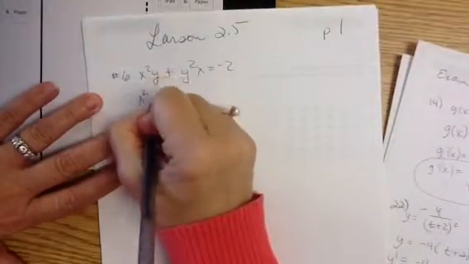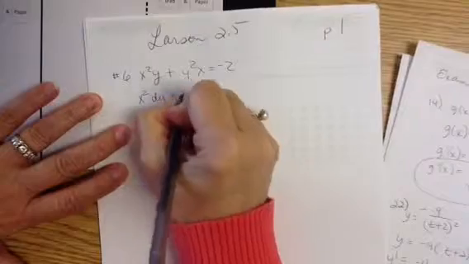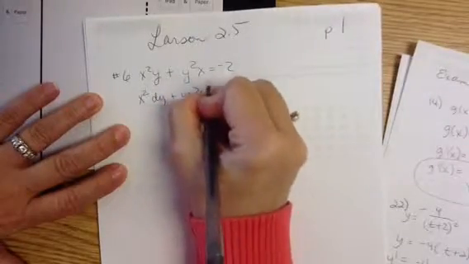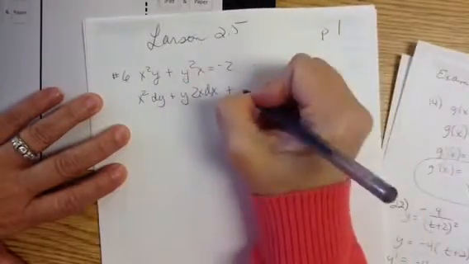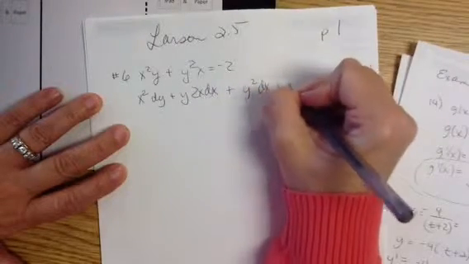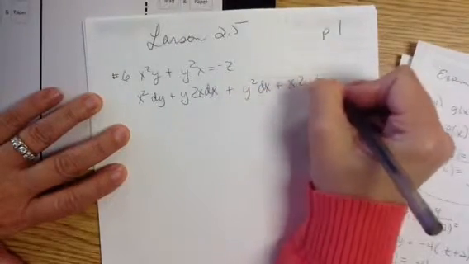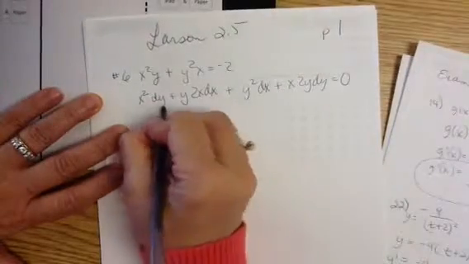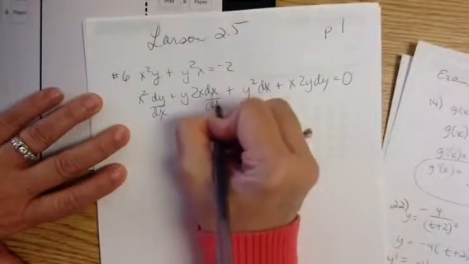Alright, so we're going to have to follow the product rule. 1d2 plus 2d1 plus 1d2 plus 2d1 equals 0. And now we divide everything by dx.